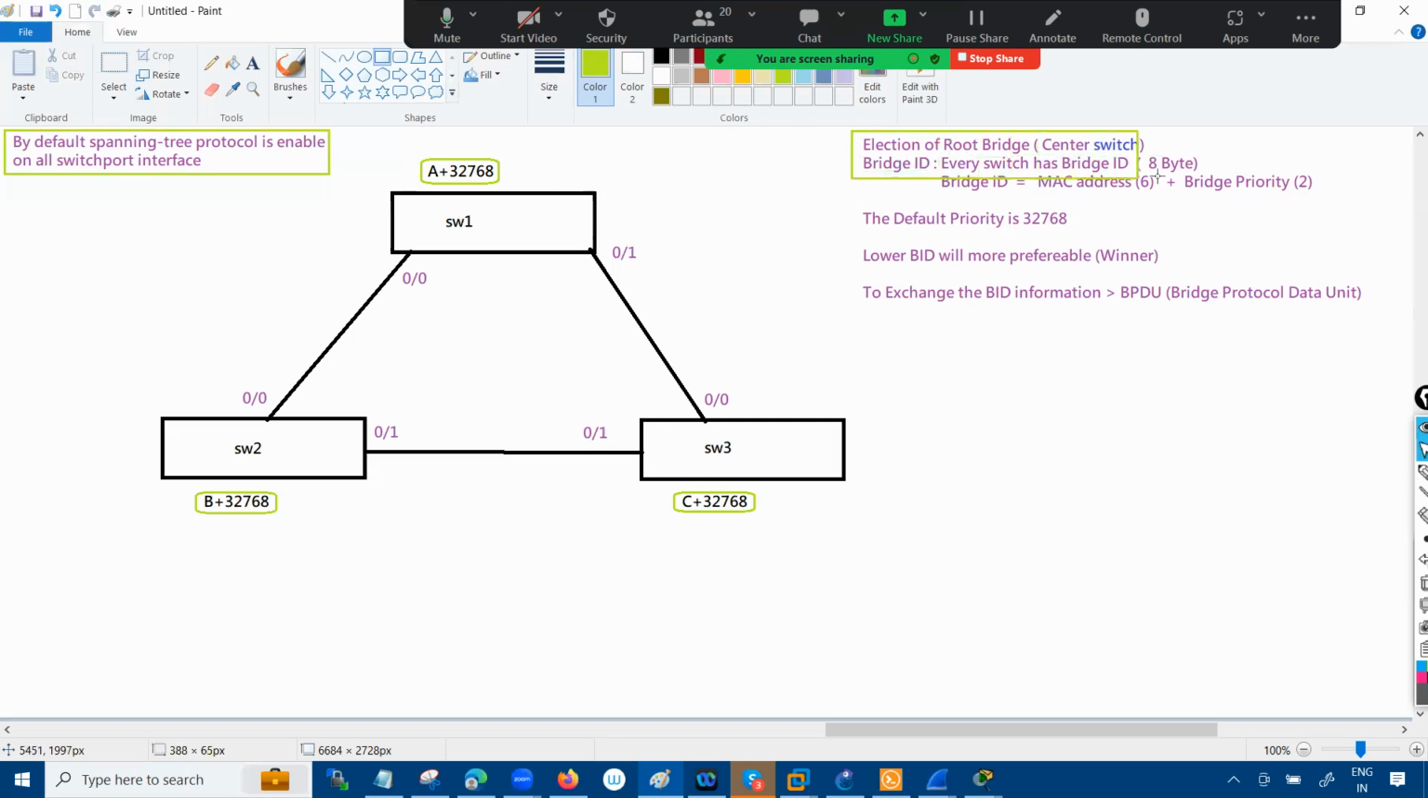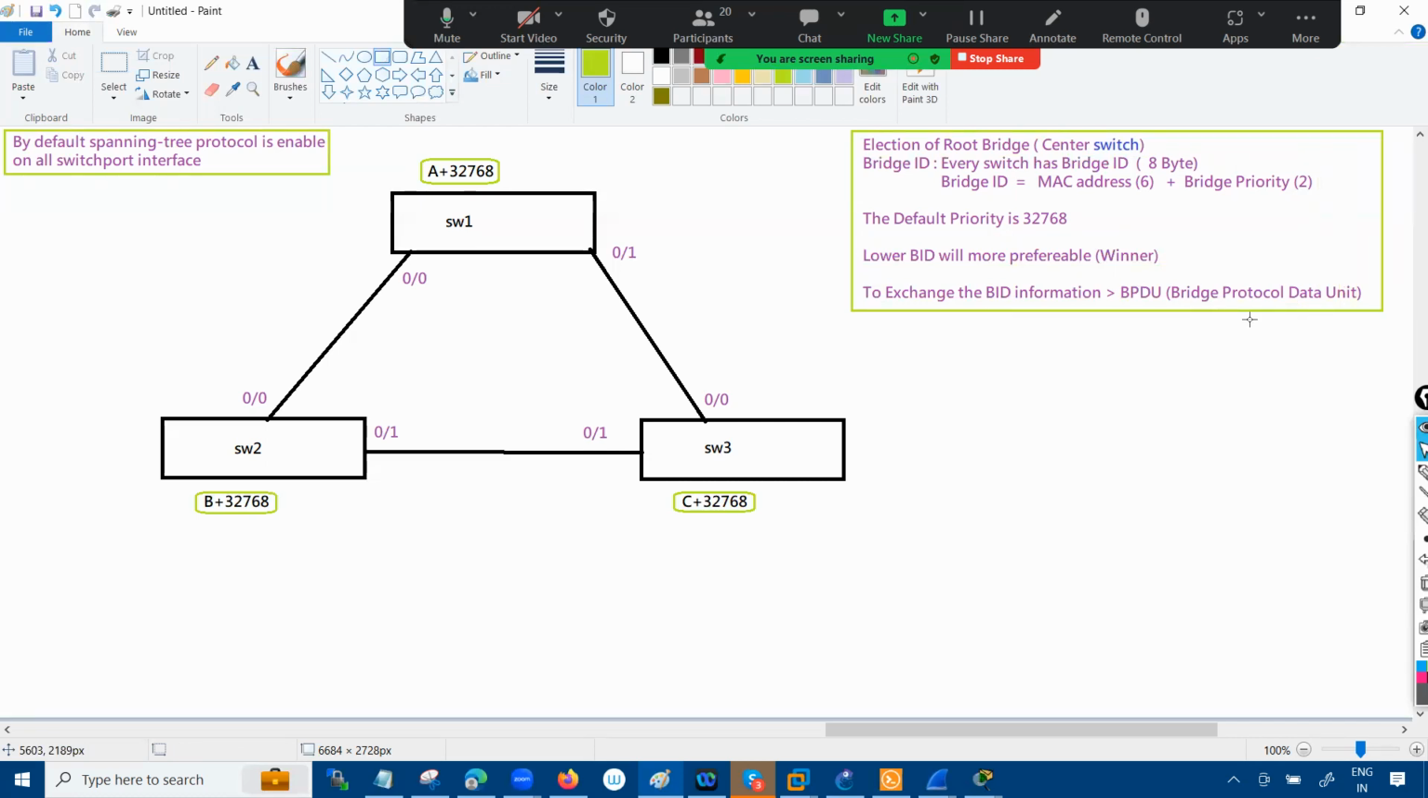A switch has a bridge ID. The size is 8 bytes. It's a combination of the MAC address plus the bridge priority. The default priority is 32768. The lower bridge ID will be the winner. To exchange the bridge ID information, we have a guy whose name is the Bridge Protocol Data Unit.